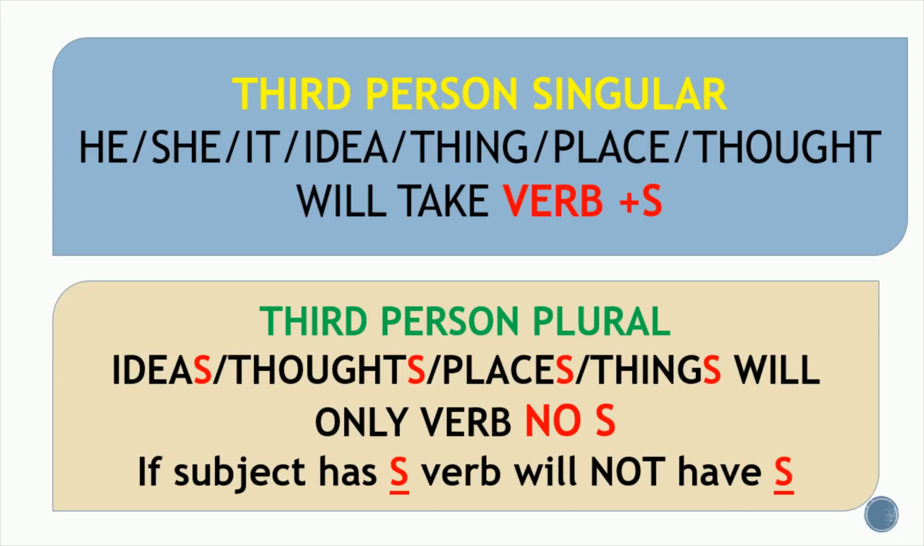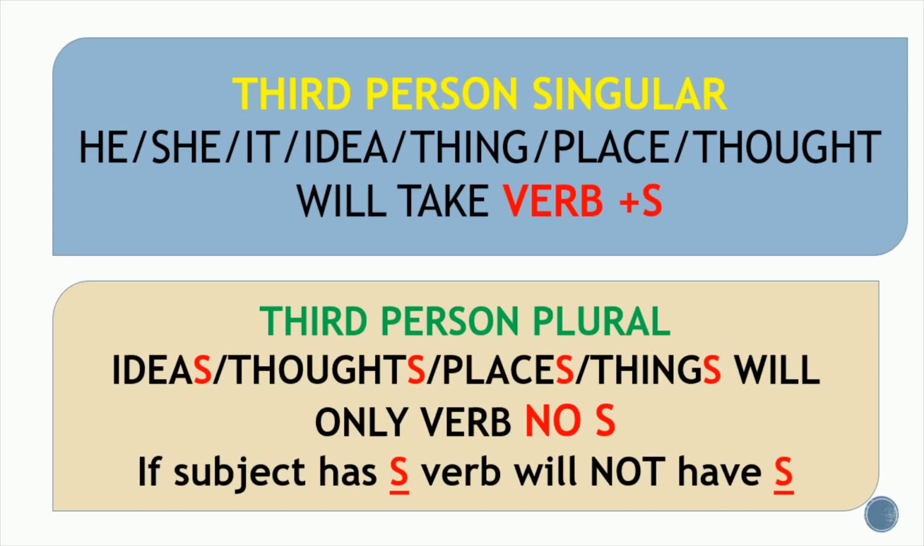That is why all of them will take the structure verb plus S to satisfy the rule for subject verb agreement. Now, if you study the second box, you have some examples of subjects in the plural form. Ideas, many ideas. Thoughts, many thoughts. Places, many places. Things, many things. All the subjects have the letter S.